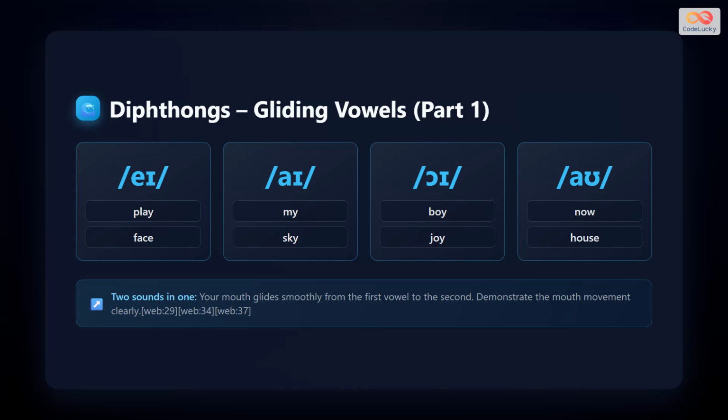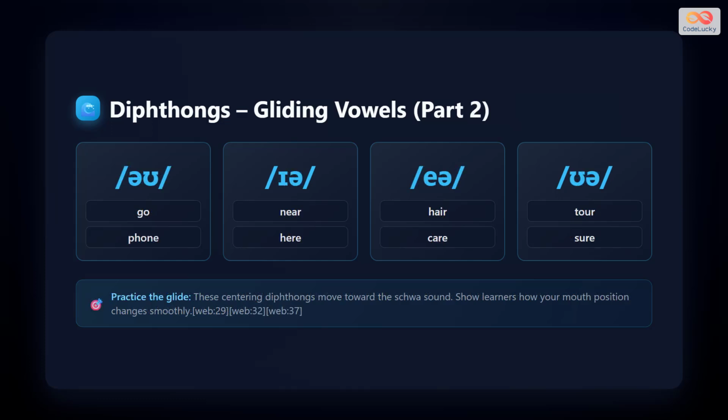Diphthongs are special vowel sounds where your mouth glides smoothly from one vowel position to another. The sound /EI as in play and face. The sound /A, I as in my and sky. The sound /OI as in boy and joy. The sound /AU as in now and house. In each diphthong, you start in one position and smoothly move to another. Don't stop between the two sounds. It should feel like one flowing motion from beginning to end.